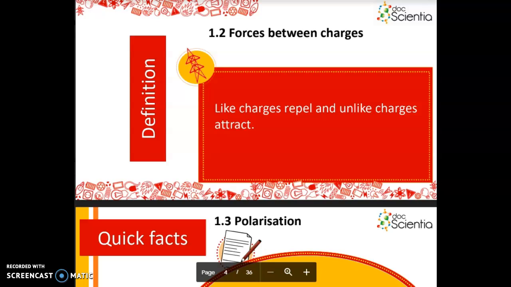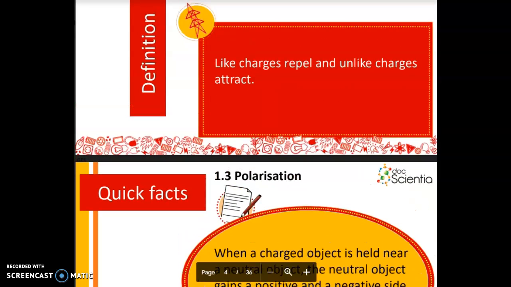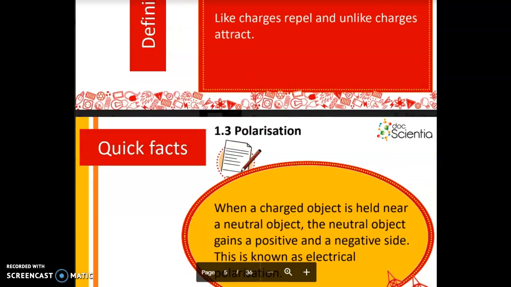So if you think of a magnet, for instance, if you put two magnets together that have the same sides, they will not want to go towards each other. But if you turn one magnet around, so one is positive and the other one is negative, then they will connect. They will want to go towards each other, and that is why like charges repel, so they don't want to go towards each other, and unlike charges attract, so they go towards each other.